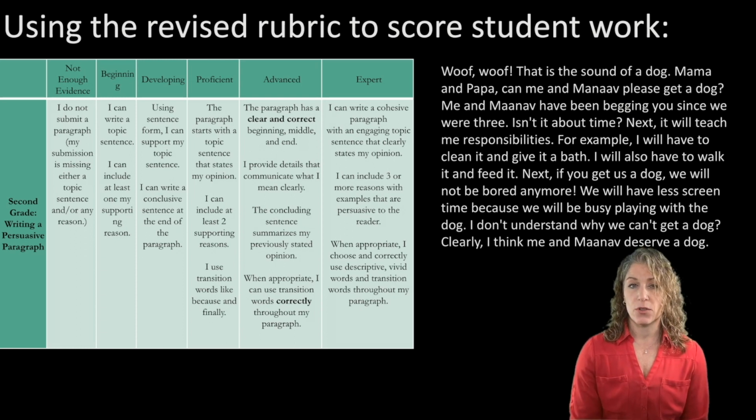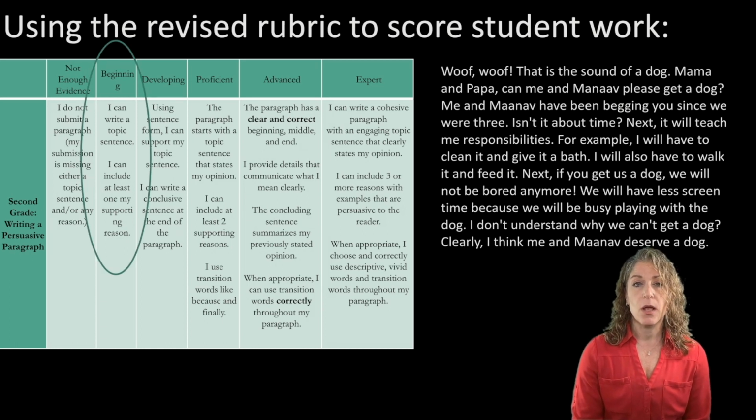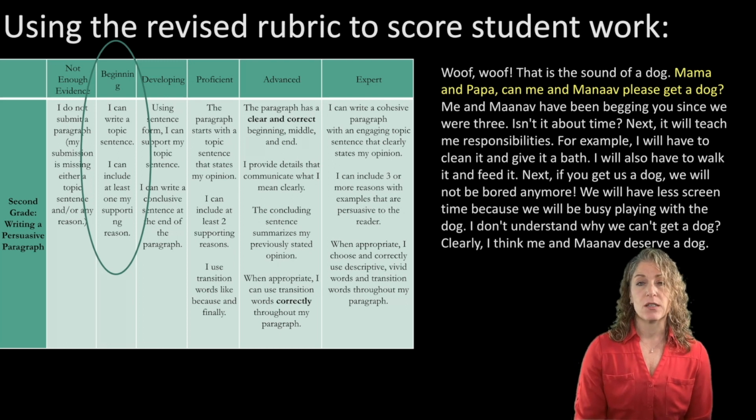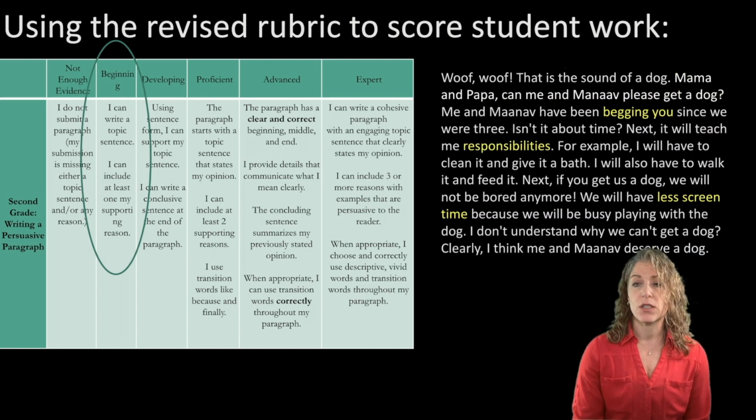Here's how I use the learning progression to evaluate the work. Again, I am not a subject matter expert, but I will tell you what I think. First, beginning. I think that the student has a topic sentence in the form of a question. "Mama and Papa, can me and Manav please get a dog?" They have not one, but three supporting reasons, pretty easily identified. Begging you, responsibility, and less screen time. So they definitely earned beginning.